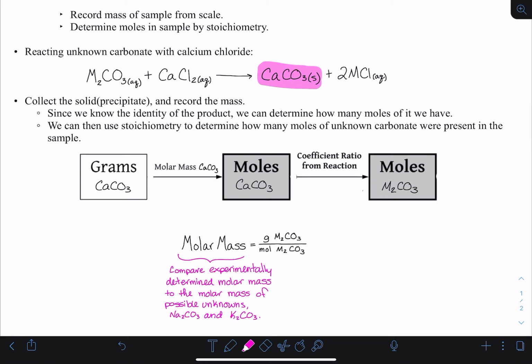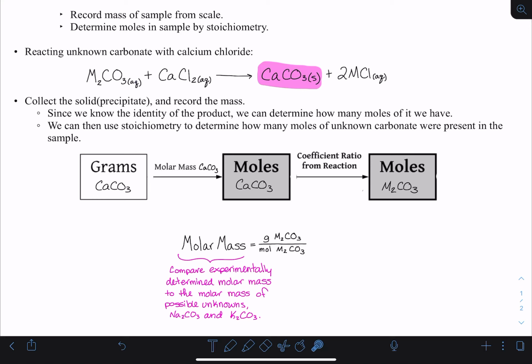Since we know what this is, we know that it's calcium carbonate. If we know the identity of the product, we can determine how many moles of it we have. If we know the mass, we can use its molar mass to convert to moles. And then we can use the stoichiometry of this reaction to determine how many moles of the unknown carbonate that we started with. So if we know moles of this, we can get moles of our unknown stuff, which is what we're looking for to be able to calculate the molar mass.